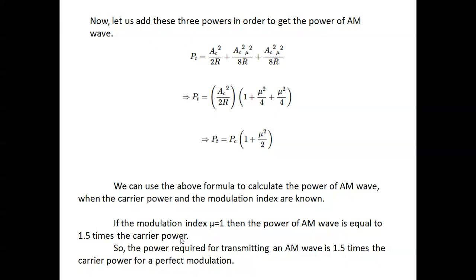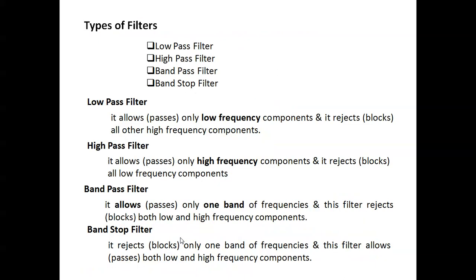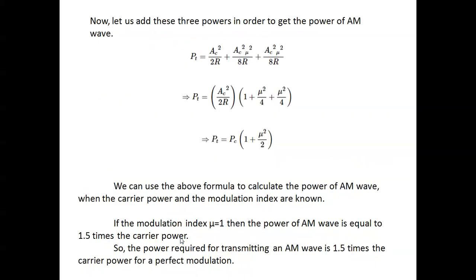So the power required for transmitting an AM wave is 1.5 times the carrier power for perfect modulation. We know there are three types of modulation index: perfect modulation, over modulation and under modulation. For perfect modulation, the power required for transmitting the AM waveform from transmitter to receiver is 1.5 times the carrier power. Okay, thank you. We will see in the next video.